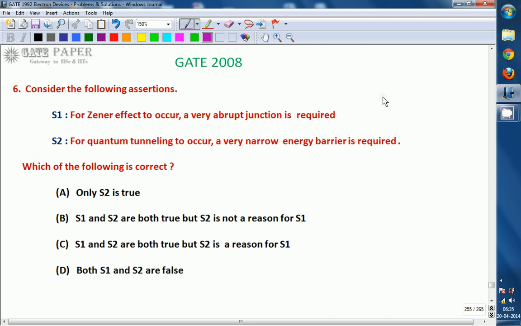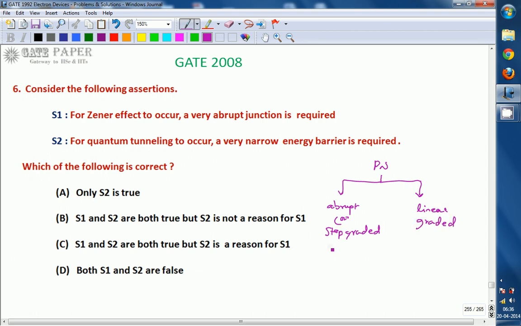There are four options given, related to statement 1 and statement 2. First of all, for Zener effect to occur, a very abrupt junction is required. PN junctions are basically of two different types. Practical PN junctions are either abrupt, also called step graded junction, or linear graded junction.